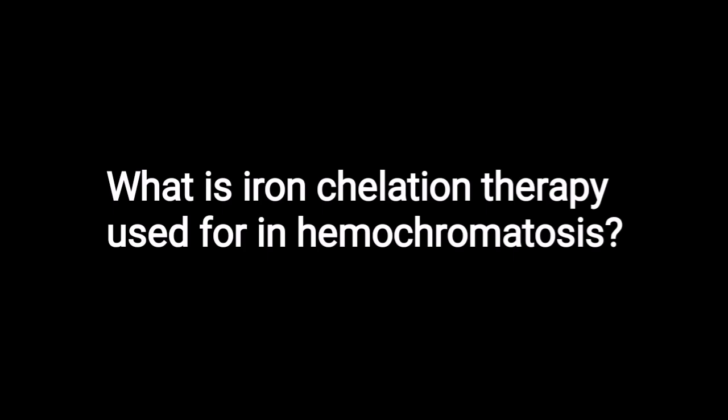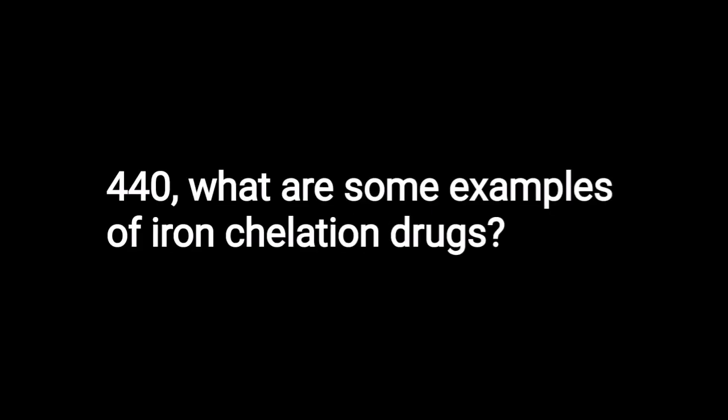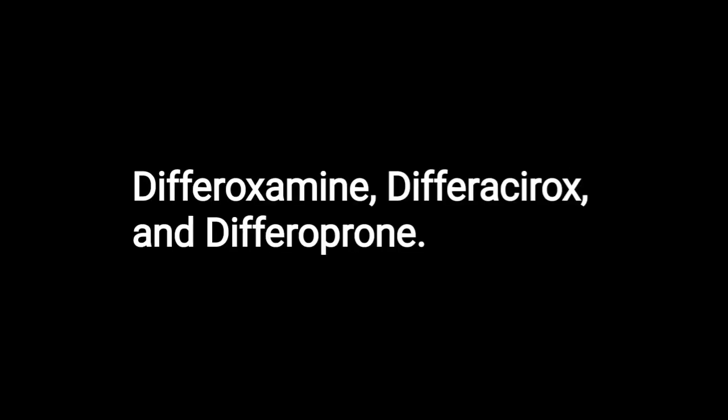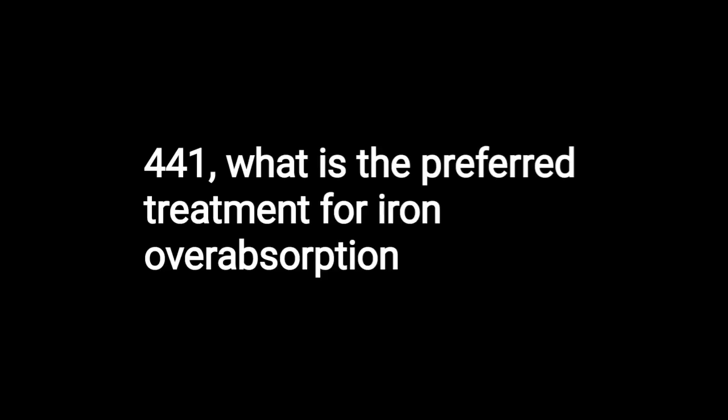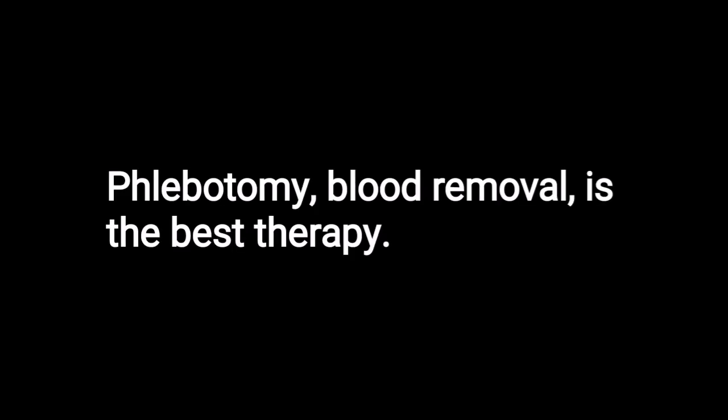439. What is iron chelation therapy used for in hemochromatosis? For patients who cannot be managed with phlebotomy or have anemia from overtransfusion. 440. What are some examples of iron chelation drugs? Deferoxamine, Deferasirox, and Deferiprone. 441. What is the preferred treatment for iron overabsorption in hemochromatosis? Phlebotomy, blood removal, is the best therapy.